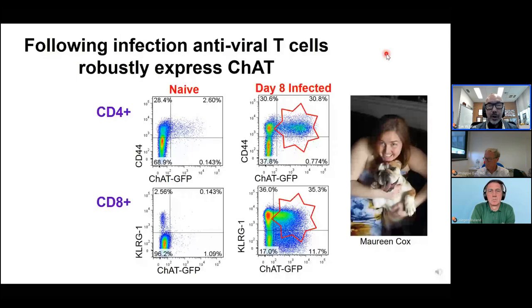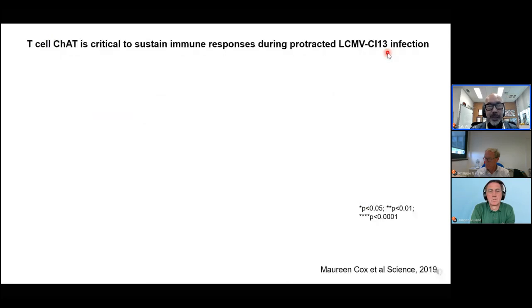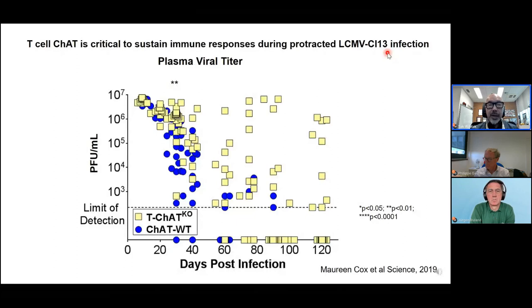What was important was that when she deleted the acetylcholine transferase, the mouse can now no longer clear the virus without the use of acetylcholine transferase, and thereby reference to the acetylcholine being made. With acetylcholine transferase, the virus is cleared within a month or so.